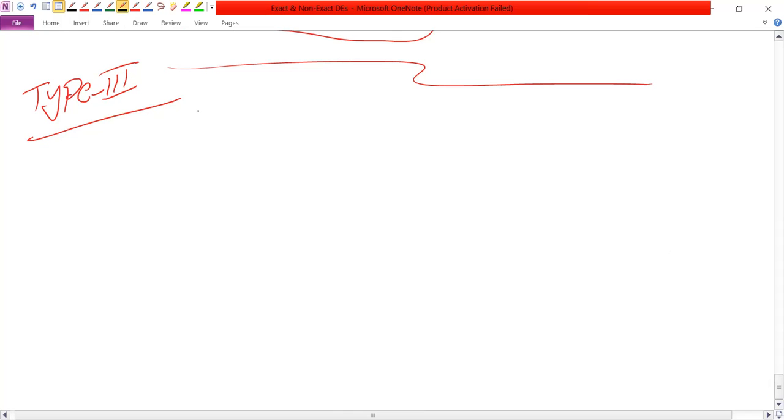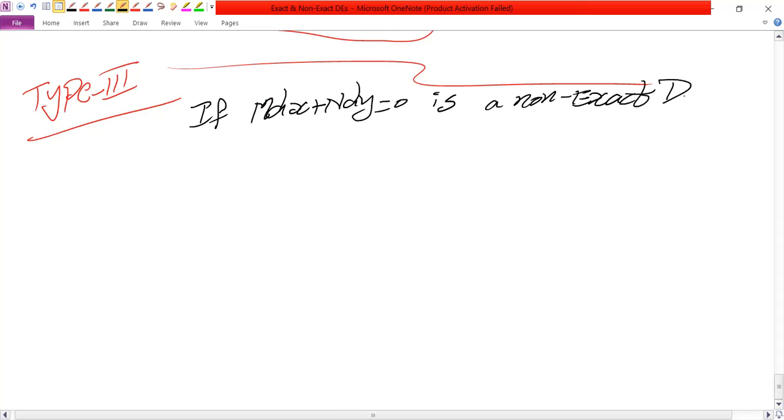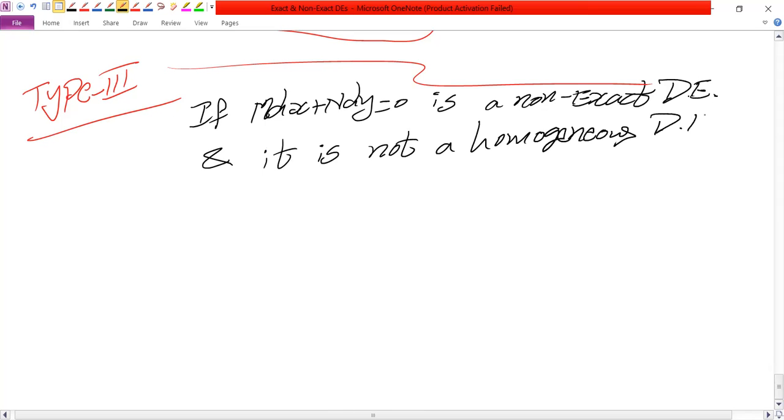As usual, we have to check if M dx plus N dy equals 0 is a non-exact DE. Whenever it is non-exact, we have to check immediately whether it is homogeneous or not. If it is homogeneous, we use type 1. If it is not a homogeneous DE, then we have to go for type 2.